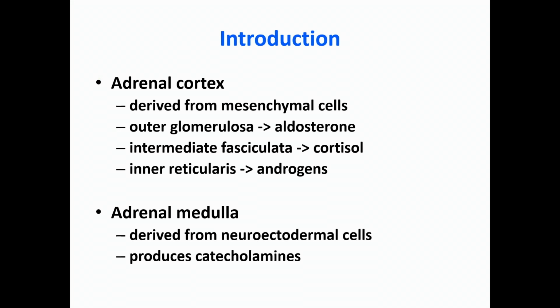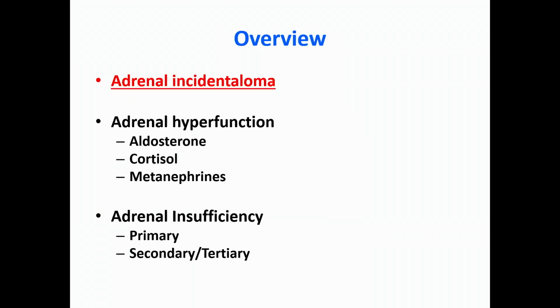So as a review and introduction, the adrenal gland consists of the adrenal cortex and the adrenal medulla. The adrenal cortex is derived from mesenchymal cells, and it contains the outer glomerulosa, which makes aldosterone, the intermedia fasciculata, which makes cortisol, and the inner reticularis, which makes androgens. The adrenal medulla is derived from neuroectodermal cells, and that produces catecholamines.